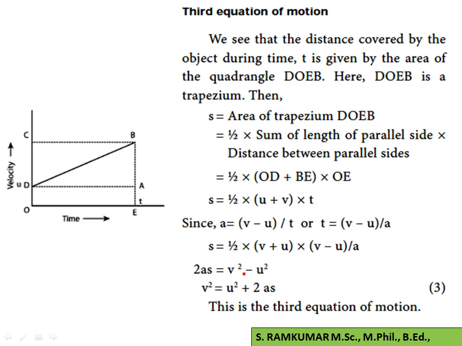Since acceleration a equals v minus u by t, or t equals v minus u by a. Therefore, s equals 1 by 2 into v plus u into v minus u by a. Therefore, 2as equals v squared minus u squared. Therefore, v squared equals u squared plus 2as. This is the third equation of motion.